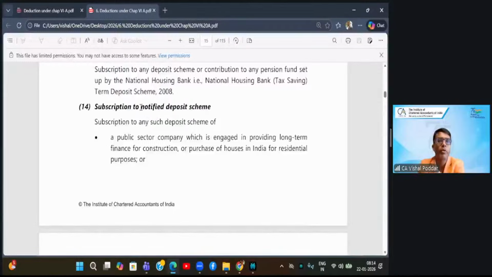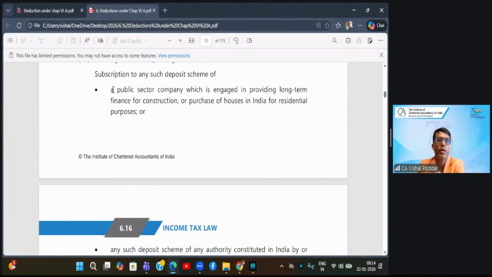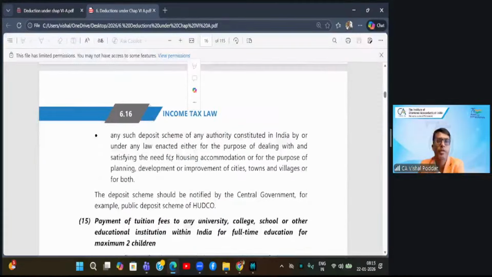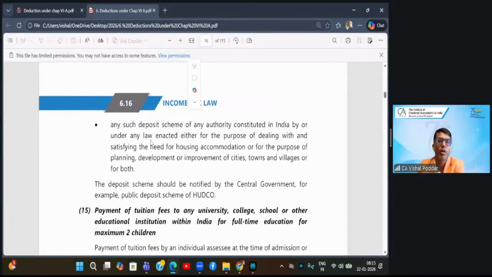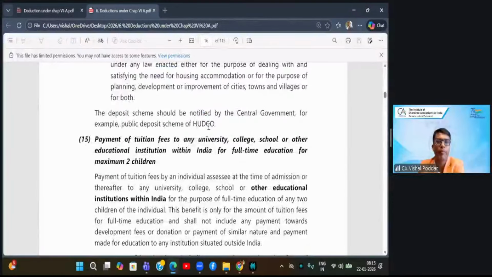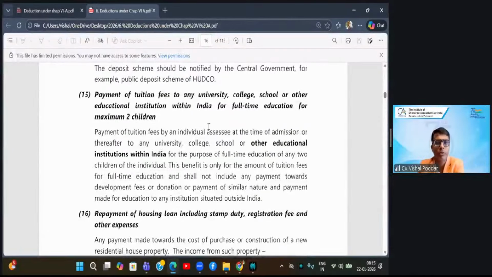Next, you have deposited your amount again in some notified deposit schemes. Now, these deposit schemes will be first of a public sector company which is engaged in providing long-term finance for construction. So those banks, those finance companies which give loans for construction, like let us say HDFC. What HDFC does, it is giving loans for house purchase. So if you make your deposit in such companies or in any such other company which is approved, which is again for development of towns and cities, you get deduction. Example given is Hudco. But not important, students, don't worry.